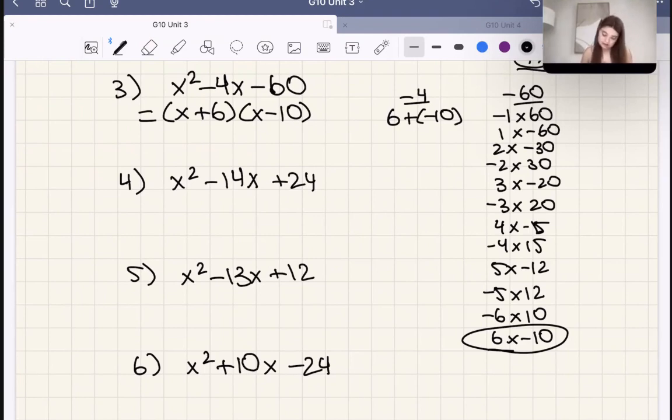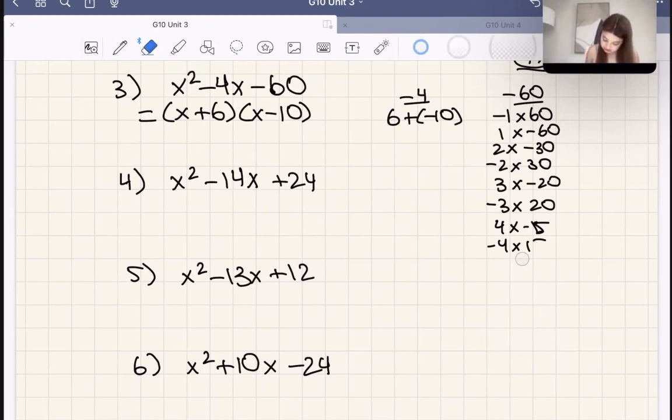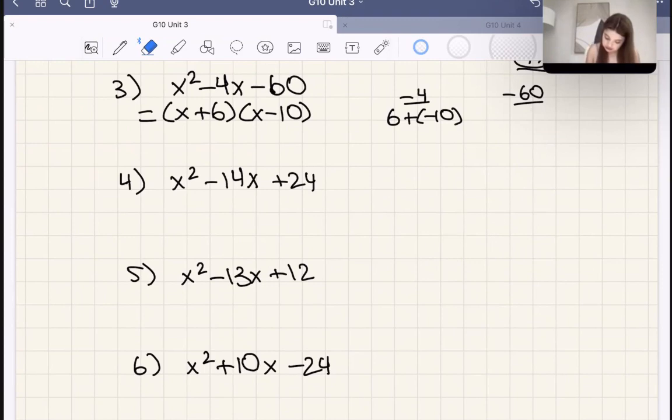All right, let's move on to the next one. And actually, let's just put the actual answer here because we don't have a lot of room anymore. I need room for this next one.